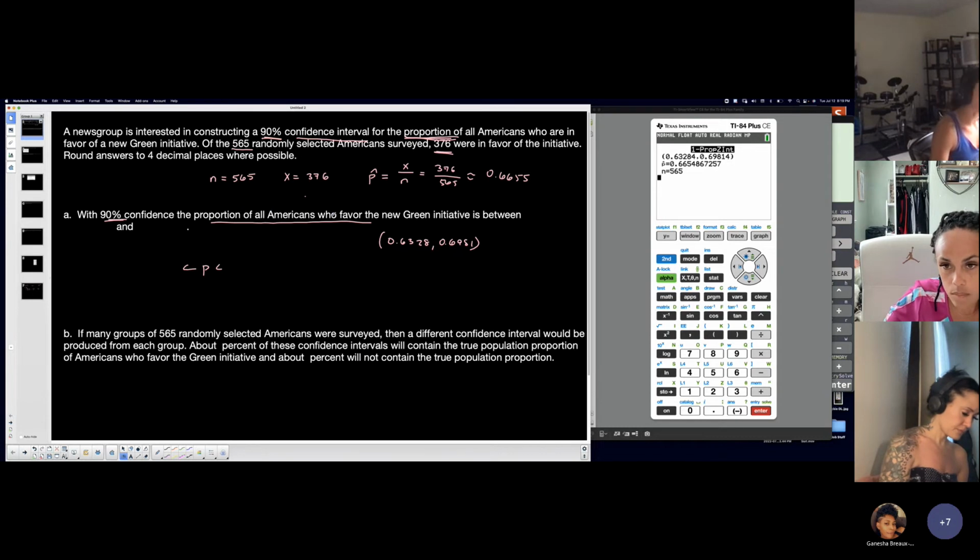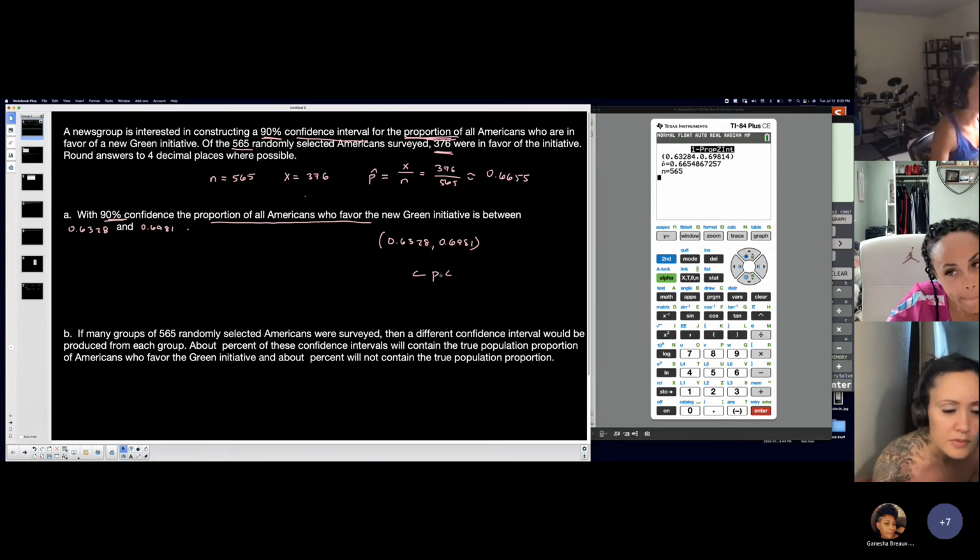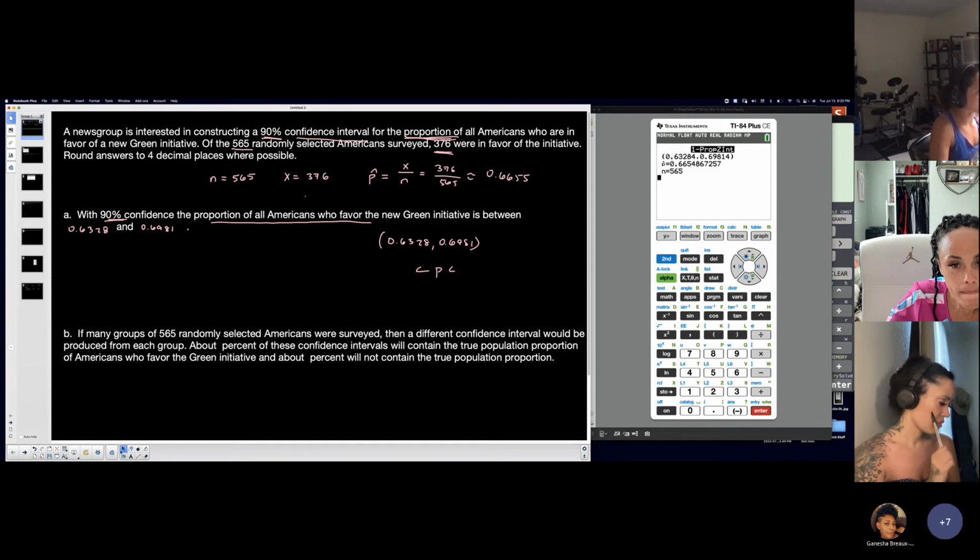90% confident the proportion of all Americans who favor the new green initiative is between 0.6328, rounded to 4 decimals, and 0.6981, right? That's my answer for this particular question. But I go beyond what the question asks because you could be asked different ways for the same thing. I want you to notice it also gives me P hat. So even though I could find it prior, it gives it to me too. So I could, if I want to, either check that or just wait and find it here. And then just obviously I could check to make sure I have the right sample size there.